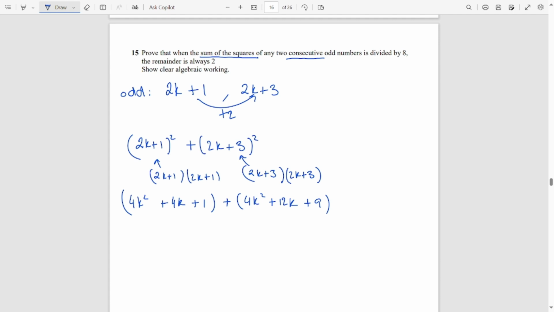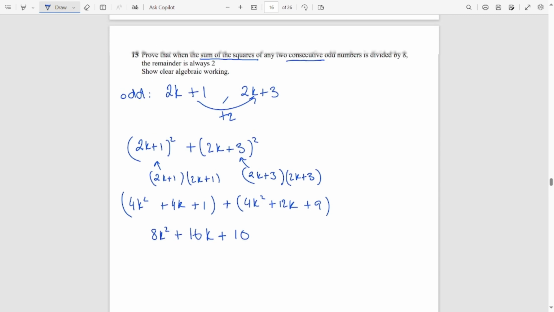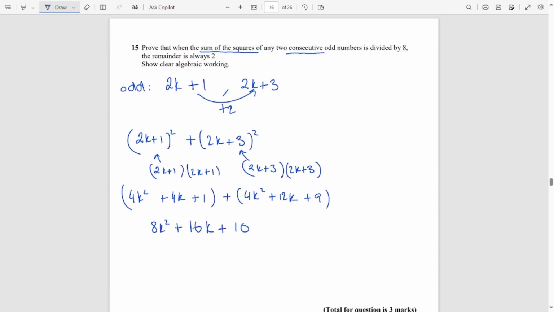Okay, now we've done our expansion, we can start to collect some of these things here together. So I can see I've got 4k squared plus 4k squared, well that's 8k squared, 4k plus 12k, which is 16k, and then 1 plus 9, which is 10. So this is the sum of, sorry, the sum of the squares of 2 consecutive odd numbers.